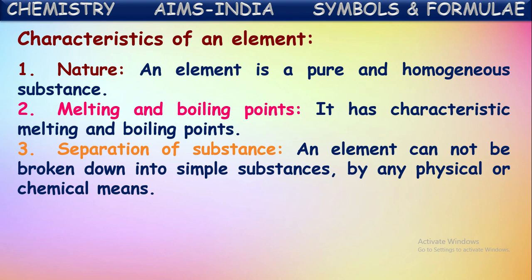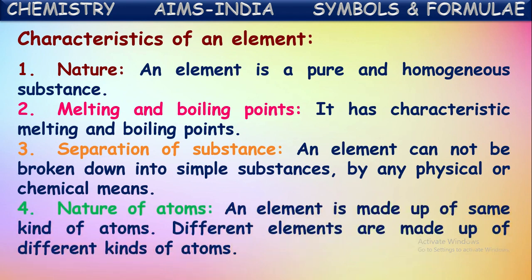Separation of substance. An element cannot be broken into simpler substances by any physical or chemical means. So if you take an element like carbon and break it into small pieces, it is still called carbon. If you break it into even smaller pieces, it is still called carbon, because it will be made up of only carbon atoms. It cannot be changed into any other substance by breaking it into simpler pieces. That is called an element.